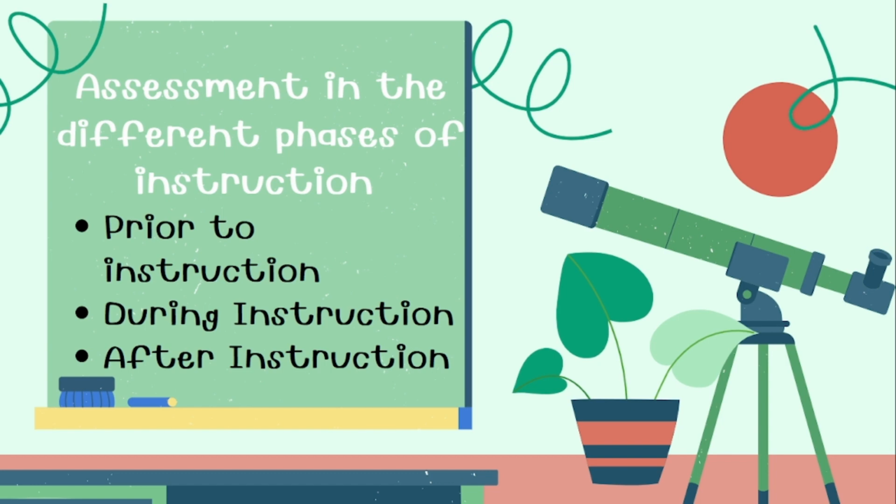Now let's move on to the last phase, which is the after instruction. So assessment after instruction is conducted to evaluate students' learning outcomes and measure their achievement of instructional goals. It helps determine the effectiveness of instruction and informs future instructional decisions. So we have here the common assessment methods used after instruction, which include summative assessment. These assessments are administered at the end of a unit, course, or instructional period to evaluate students' overall learning and achievement. So next one is the rubrics and scoring guides.